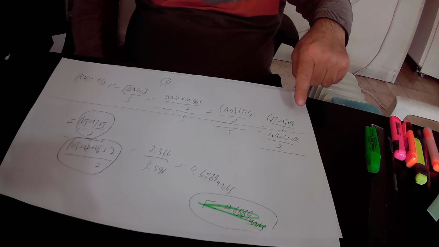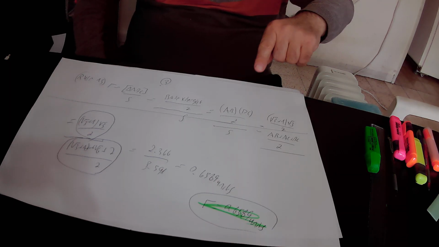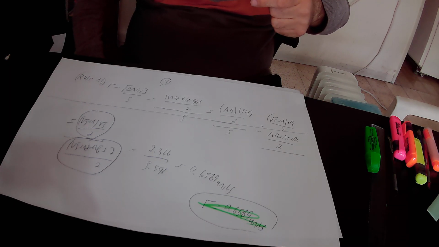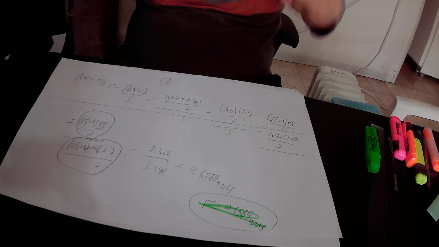AB is equal to the square root of 3 plus 1, DC is equal to the square root of 3, divided by 2. The semi-perimeter of triangle ABC equals the perimeter, that is AB plus AC plus BC, divided by 2.